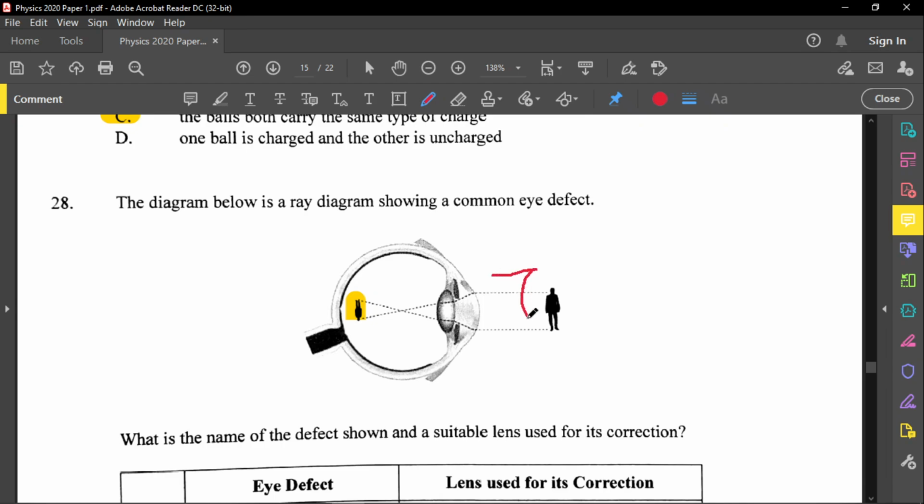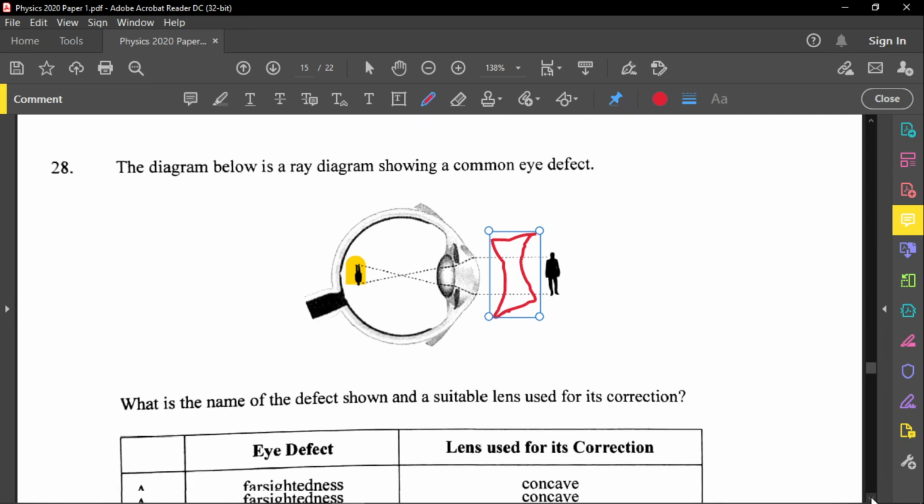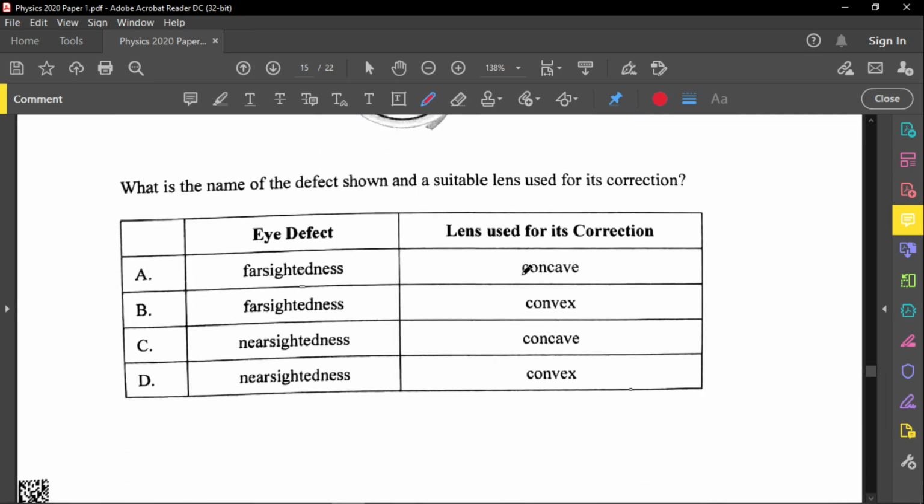And so a concave lens will look just like this. All right, my drawing is not so good, but you'll know the inner part and the middle part of the lens itself will be much thinner. All right, so again, this is short-sightedness. Short-sightedness is the same as nearsightedness. And so here again is a concave lens. So definitely option C is the correct answer.